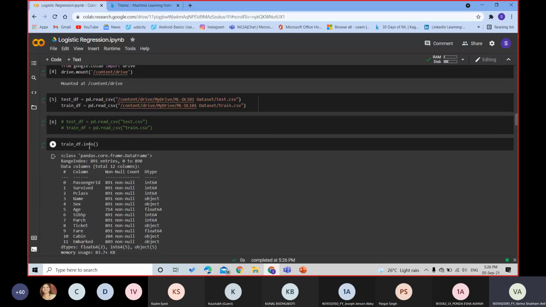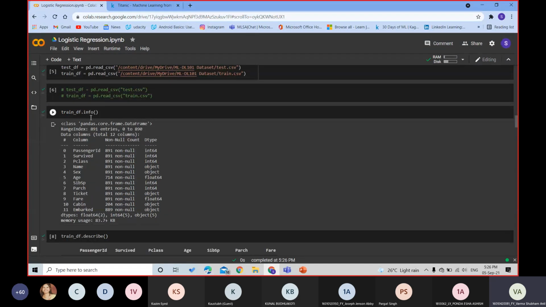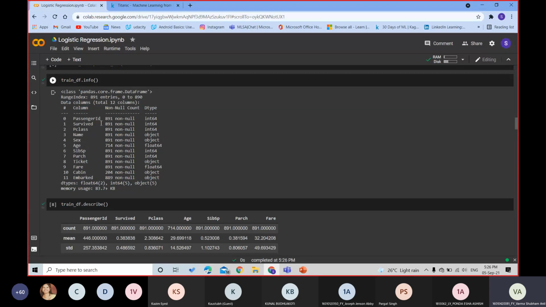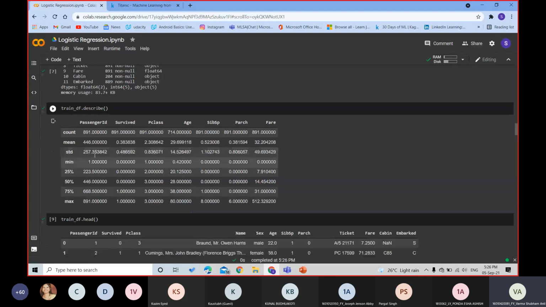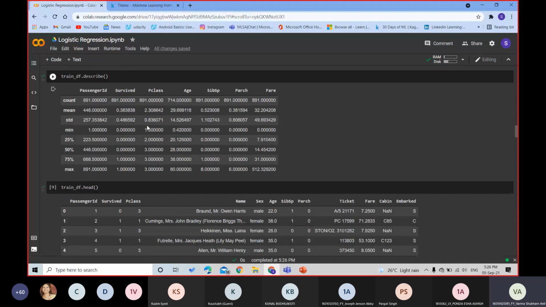Then we first found what is included in our data set. We found that there are passenger IDs, survival, class, name, sex, and age. These are a few things that are in our data set, described in tabular form. As we can see, there were a total of 891 passengers on board. We know the age of 714 passengers, and we know the fare of 891 passengers.